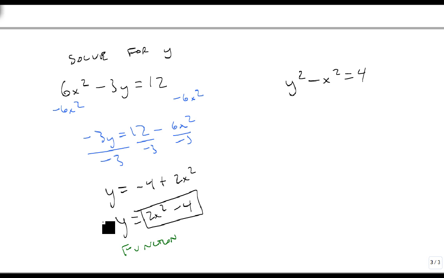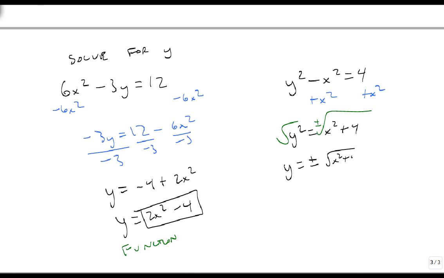So as we're looking at this just a little bit more, let's look at this other one. y squared minus x squared equals 4. And again, we want to get the y squared by itself, so we add x squared to both sides. So y squared equals x squared plus 4. And we take the square root. And remember, when we take the square root of a variable, we need to use the plus or minus. So y equals plus or minus the square root of x squared plus 4.